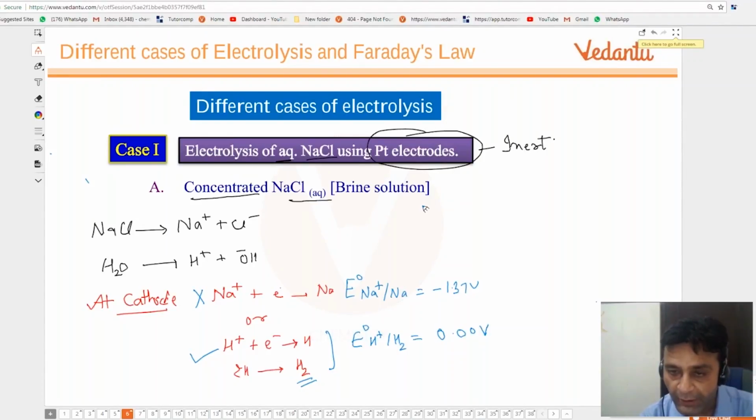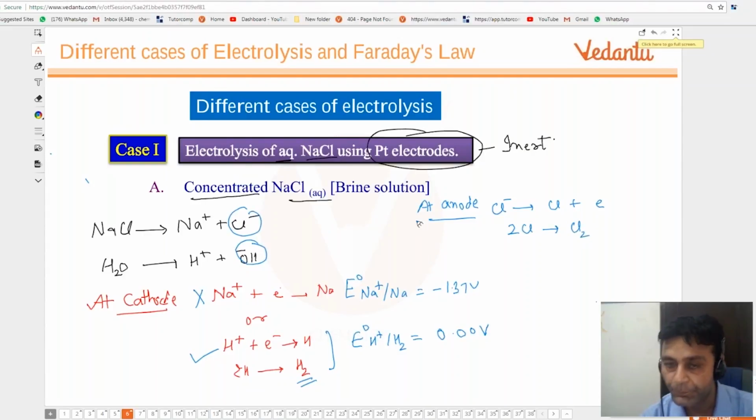Everyone? Now, I go to the anode part here. When I talk about the anode part, I have two things. One is the chloride ion, other is the OH ion. Which will be discharged? Either the chloride ion will be discharged, one possibility, and two such chlorine atoms combine to form Cl2. Second possibility is the OH ion being discharged. Clear?